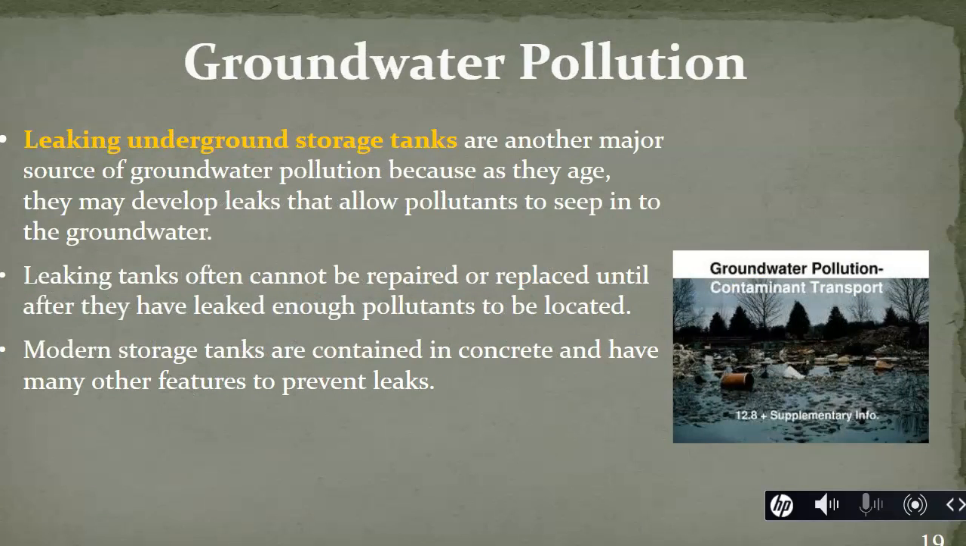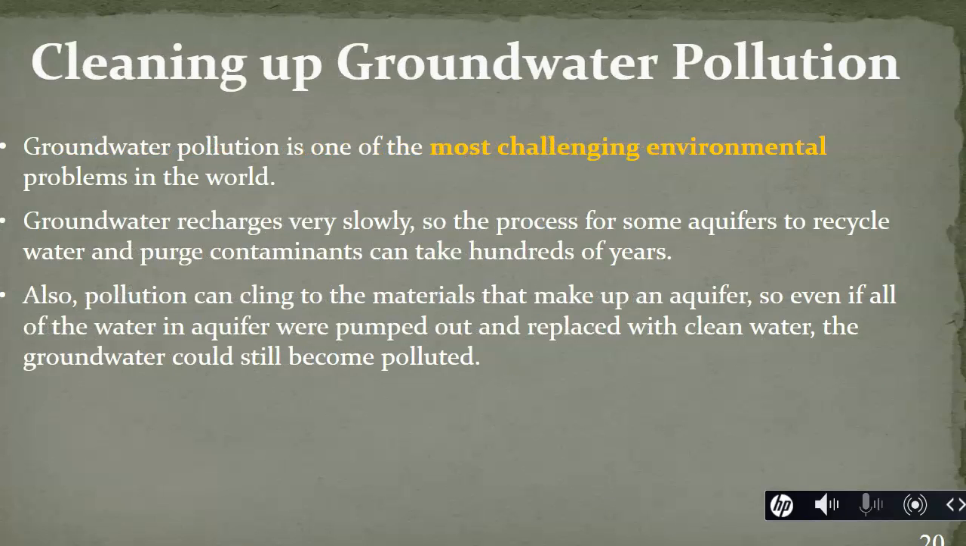Okay. We also have underground storage tanks. Some houses have oil tanks in the backyard, or you might have septic tanks. And then companies would have larger ones, but they can leak. So underground storage tanks can leak, and anything that's underground is going to leak into our groundwater. And leaking tanks often can't be repaired or replaced, right, until they've leaked enough for the pollutants to be located. But by that point in time, you could have major environmental damage done already.